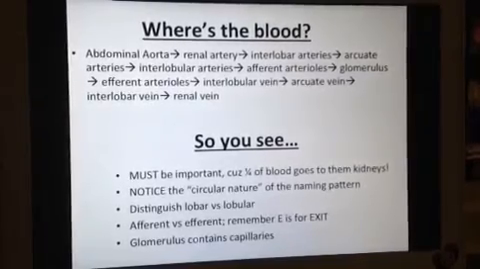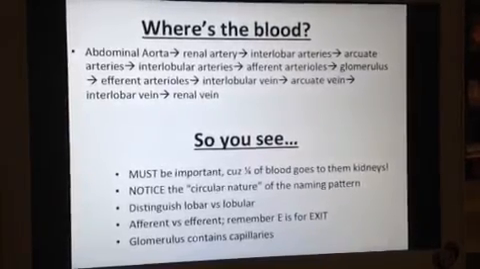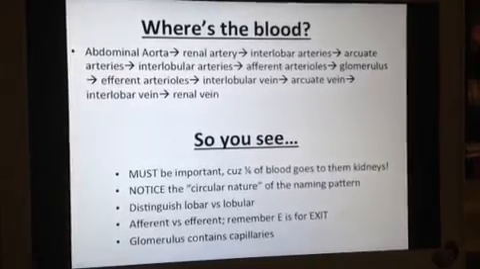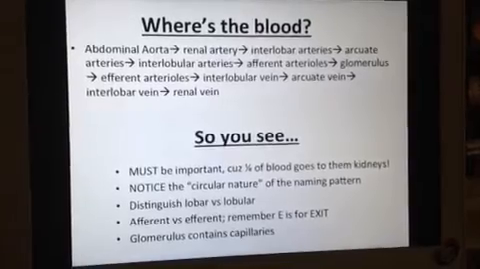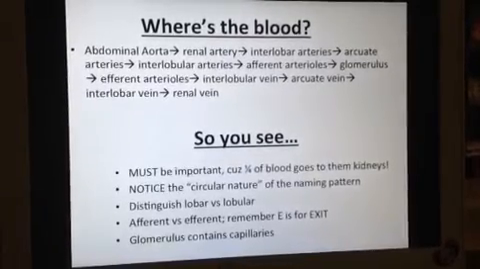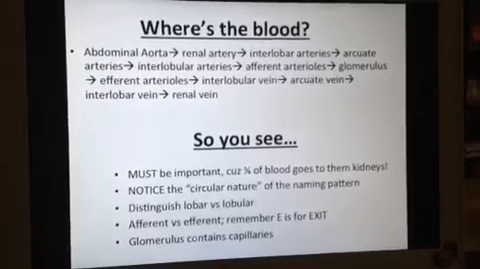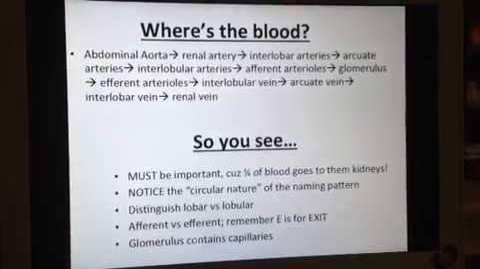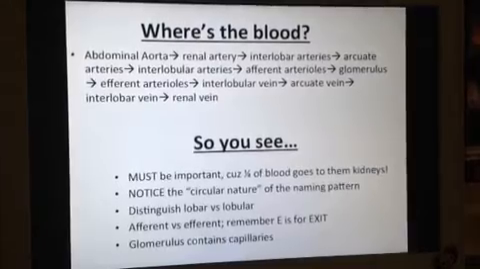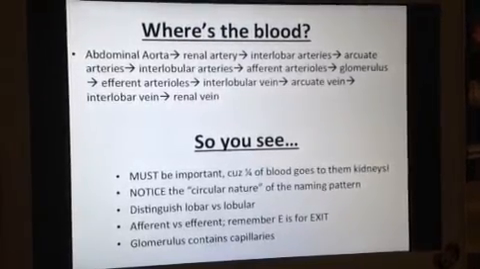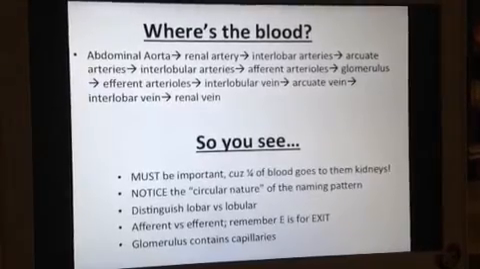So the renal artery is going to enter the kidney. The interlobar arteries come off of that, and then the arcuate arteries, the interlobular arteries, the afferent arterioles, the glomerulus, and then out through the efferent arterioles, the interlobular vein, arcuate veins, interlobar veins, and finally the renal vein, which is going to exit the kidney.